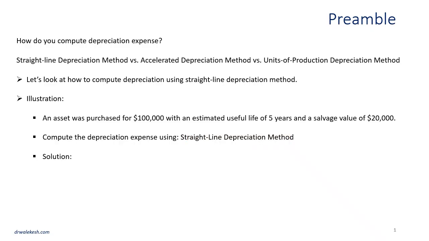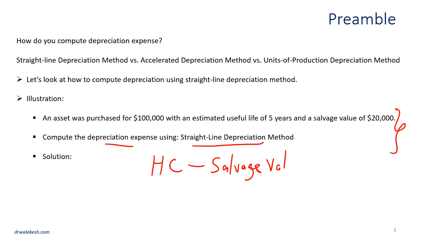To compute depreciation expense, as far as this illustration is concerned, depreciation expense using the straight line depreciation method is the historical cost minus salvage value. It is worth noting that salvage value is also known as scrap value. It could also be known as residual value. So it is historical cost minus salvage value all over the useful life of the asset.